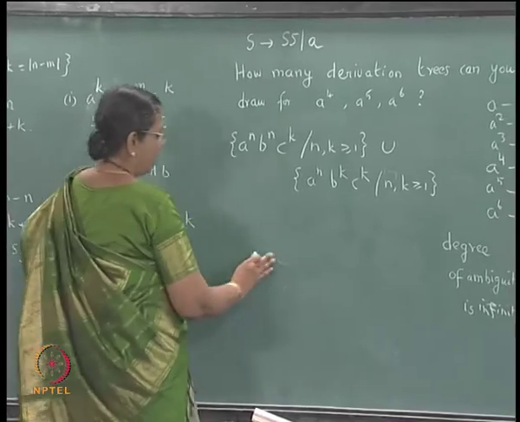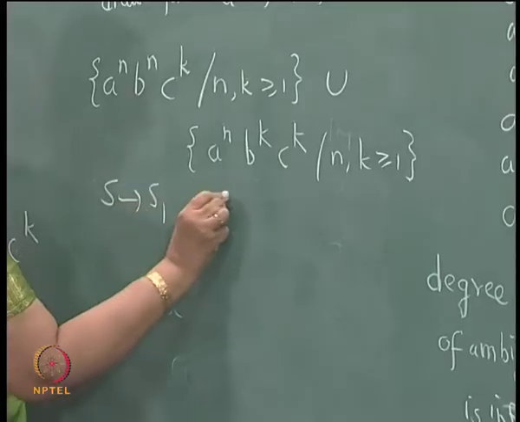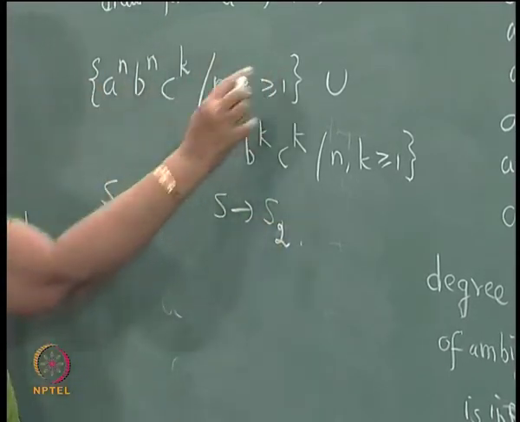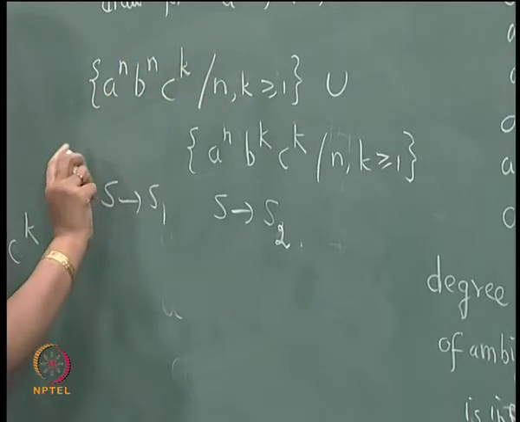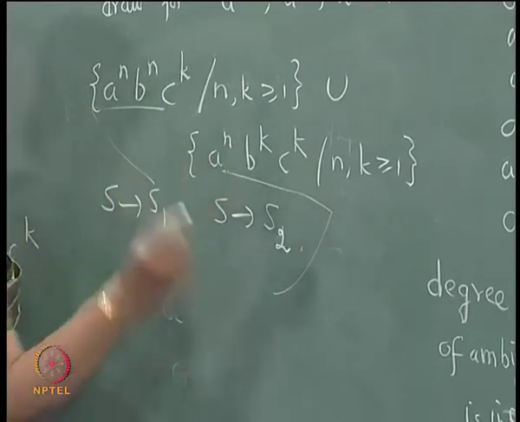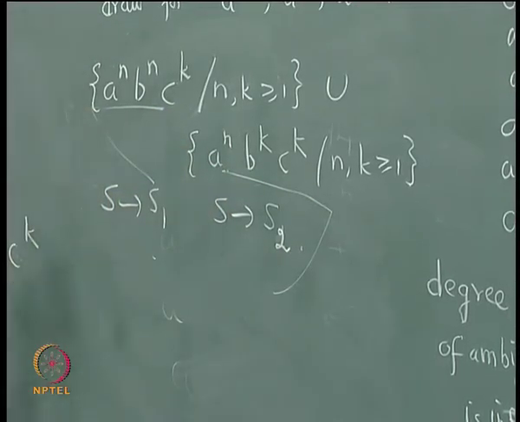Now, you can have a grammar like this: S goes to S1, S goes to S2, sorry. S1 will generate this portion, S2 will generate this portion. Each one of them can be generated unambiguously. That is, S1 can generate this unambiguously, S2 can generate this unambiguously. It is not very difficult to see.